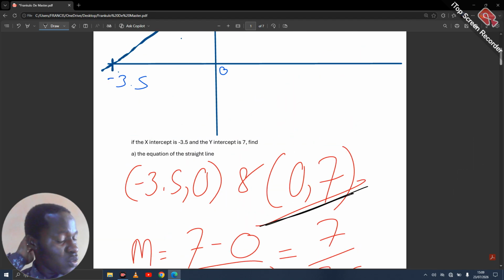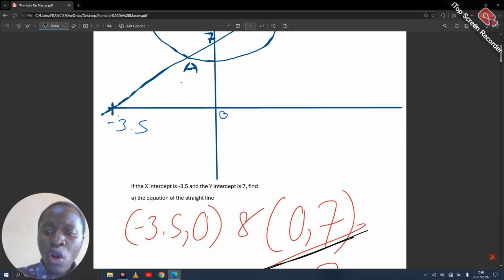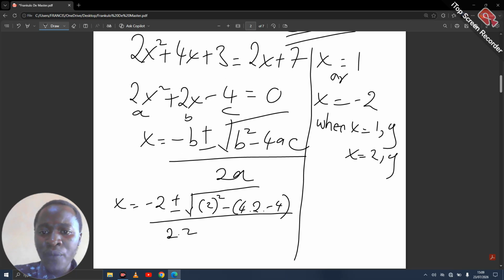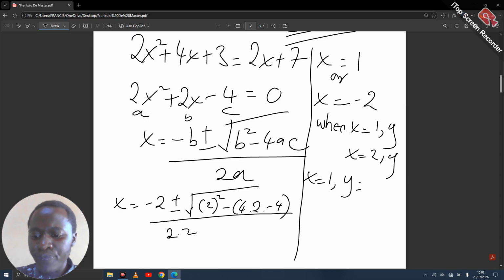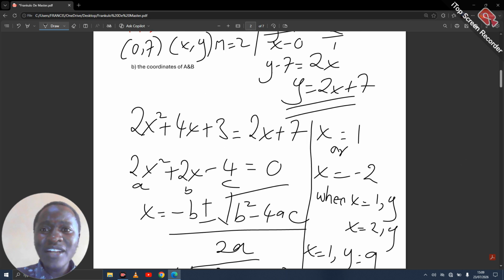They'll all still give the same answer. You can either use the curve's function or the equation of the line, they'll all still give the same answer. Now, when x is equal to 1, y will be 9. And when x is equal to negative 2, y will be 3.